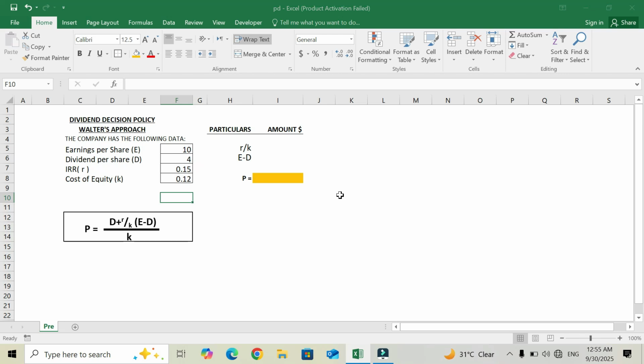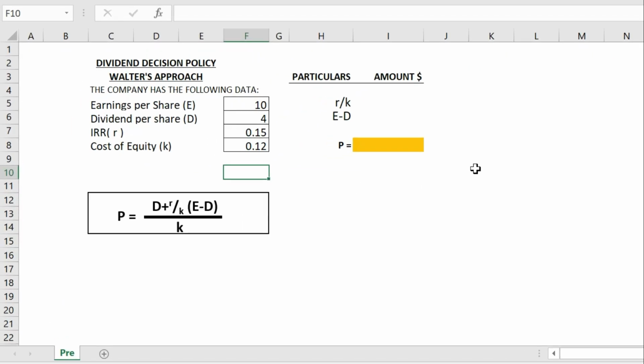Hi, what we are going to learn today is the dividend valuation model. This model connects three things, which are earnings, your dividends, and the internal rate of return, or you can say reinvestment returns, to calculate the fair price of a share. I have a formula here.